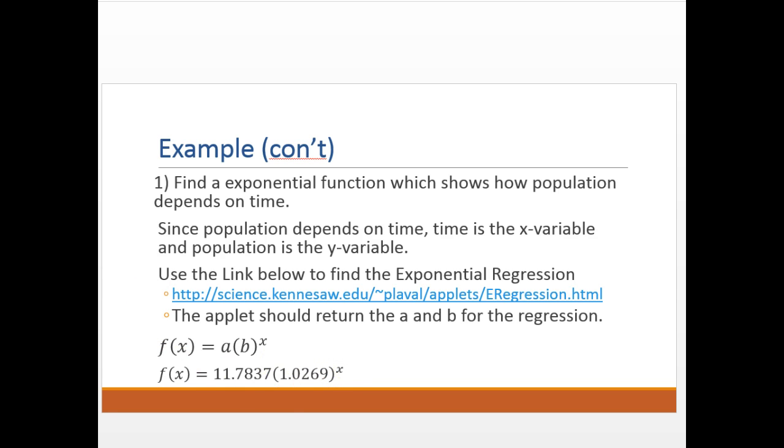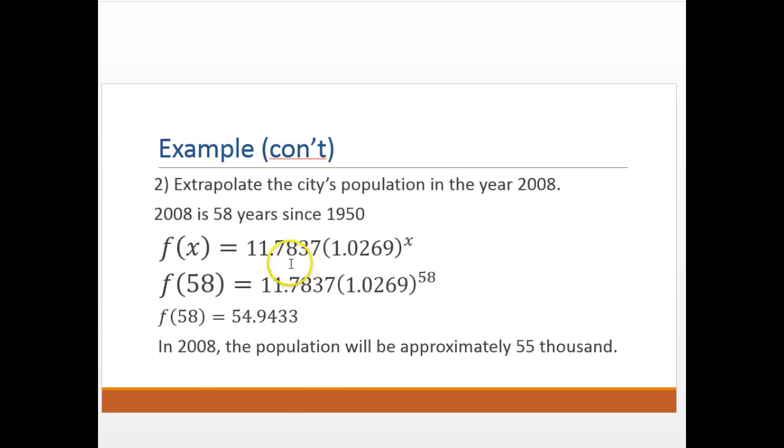That is our model. We were asked to extrapolate again, go outside our data range, and find the city's population in year 2008. Well, 2008 is 58 years since 1950. So we'll plug 58 into our function, and we wind up with 54.9433. So in 2008, the population will be approximately 55,000 for the city.